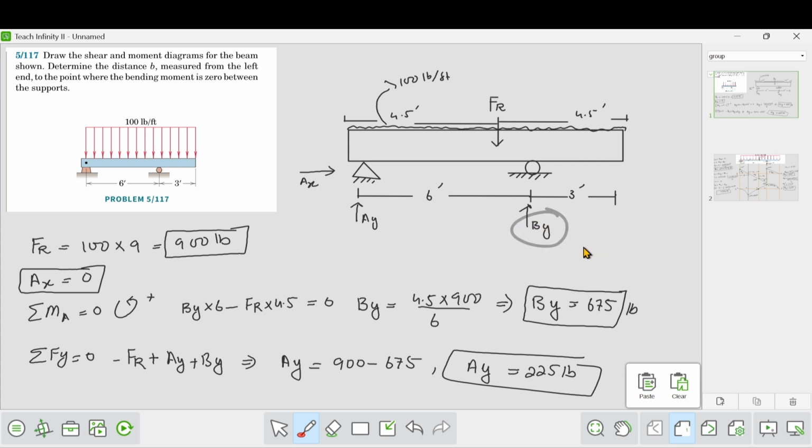Now we have found this reaction BY, which is 675 pounds. Now we will find AY. Summation of all vertical forces equals 0. So negative FR, which is in the downward direction, that's why I take it as negative, and positive AY and positive BY, these two vertical reaction forces. So AY will equal 900 negative, at the place of BY I plug in the value 675. So AY will become equal to 225 pounds.